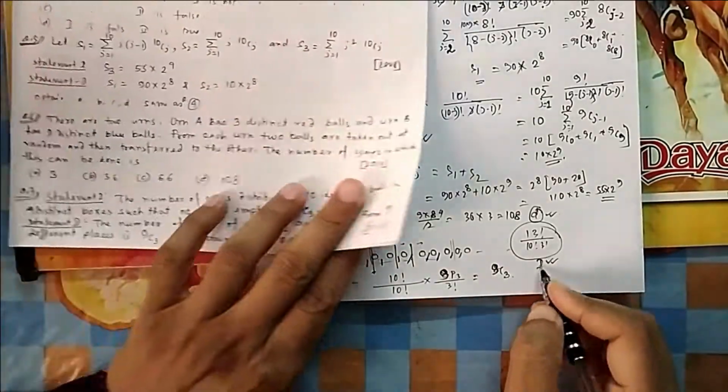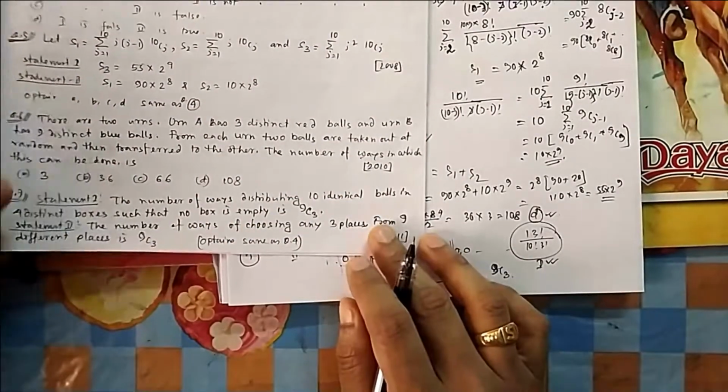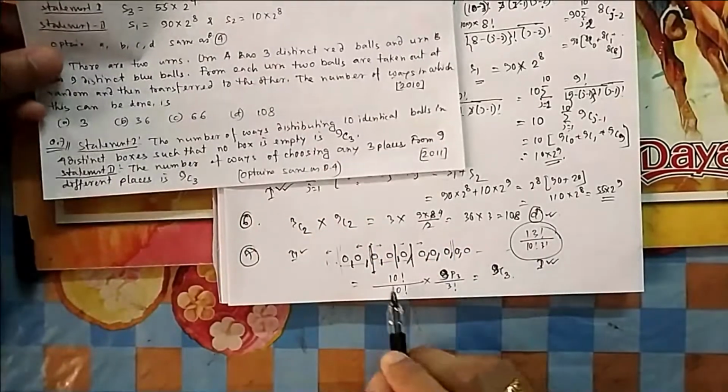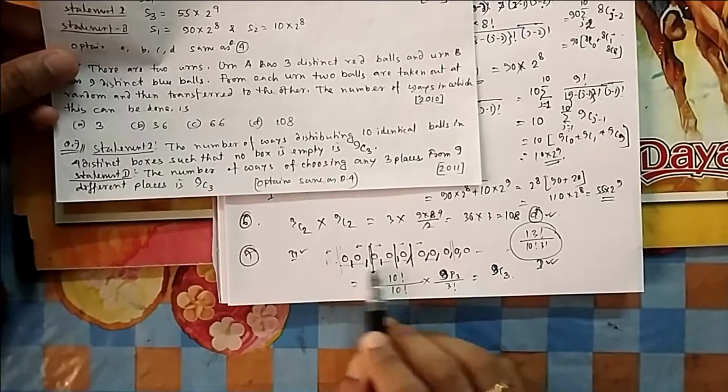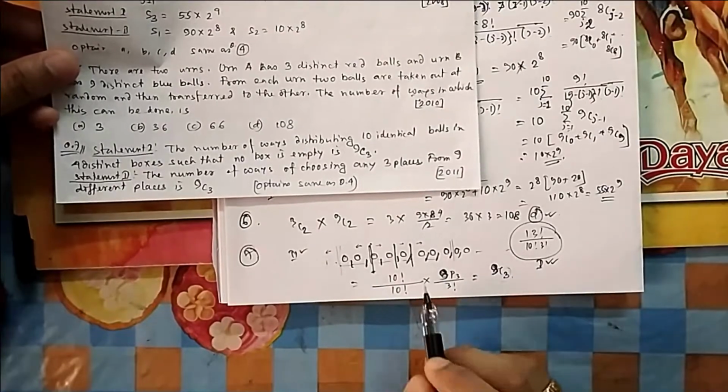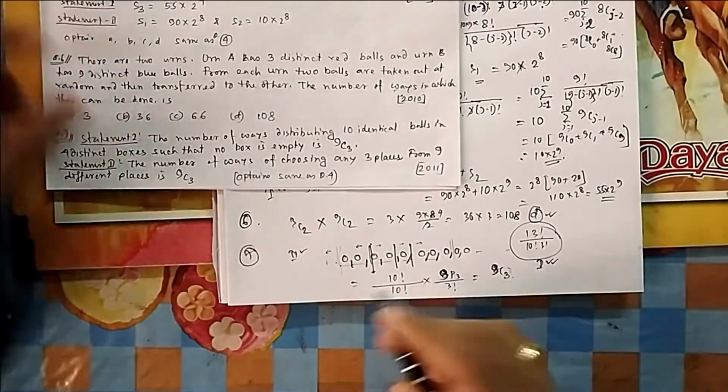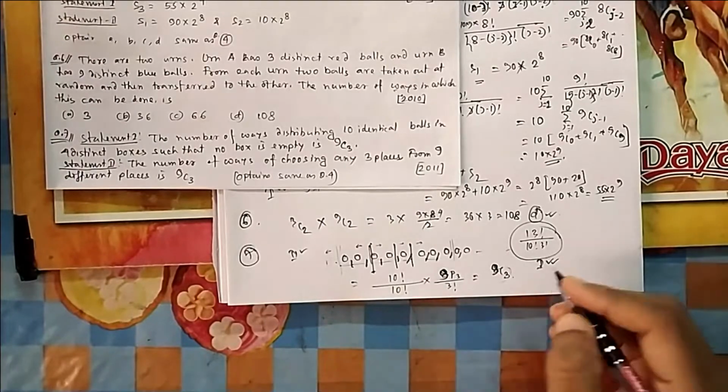Option 1 is also correct, 2 is also correct. Now you have to see which one of these you are using. Obviously you are using this one. 3 places from 9 different places. From these 9 places you have chosen these 3 places. That's why it is 9C3. Permutation is not required because all are the same. So that's why it is option A.